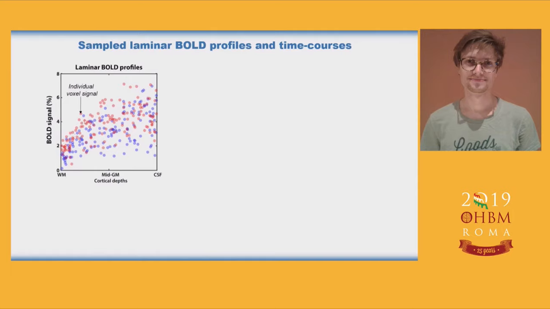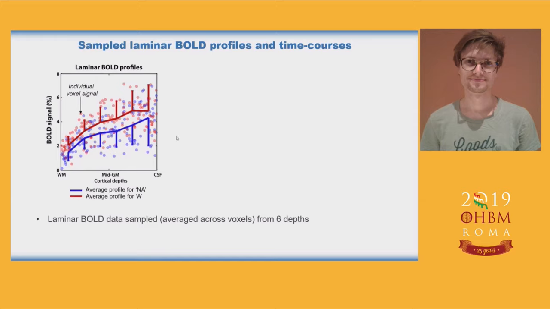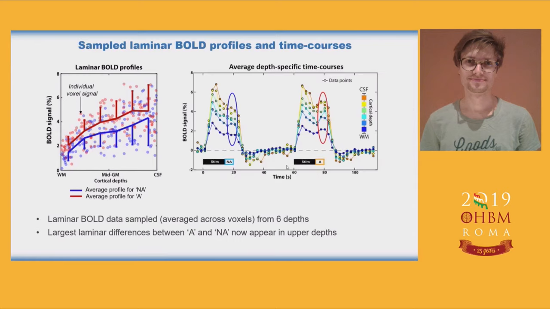So here is another way how to look at the data, showing you the individual BOLD voxel signal as a function of cortical depth. We decided to basically sample 6 depths, and you can notice that now the biggest difference between those non-action and action responses are in upper depths. And another way how to look at the data is to see the full temporal evolution of the depth-specific BOLD responses. And in this form, we use the data to invert the model.